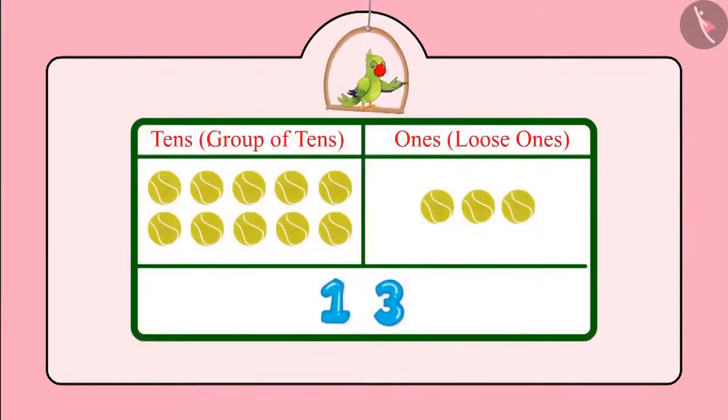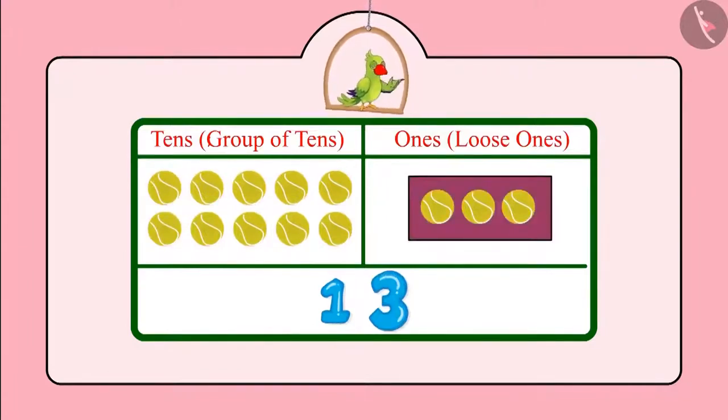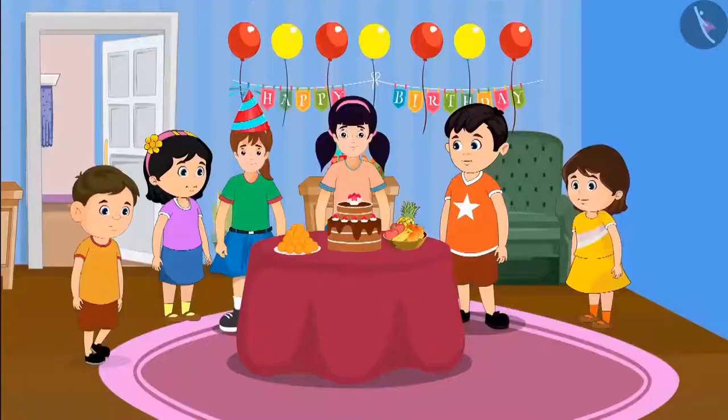So children, do you remember tens and ones? Here we have 13 balls. That is 1 tens in which there are 10 balls and 3 ones in which there are 3 balls.